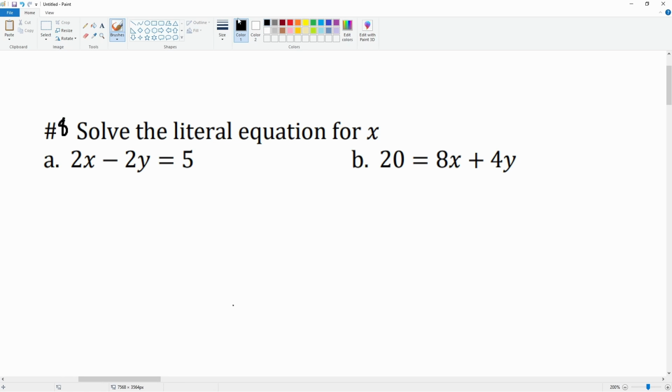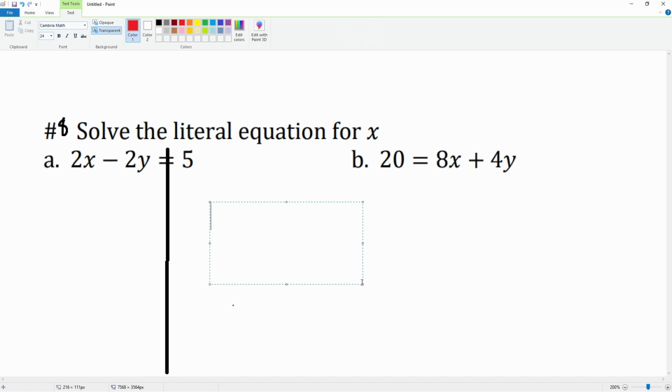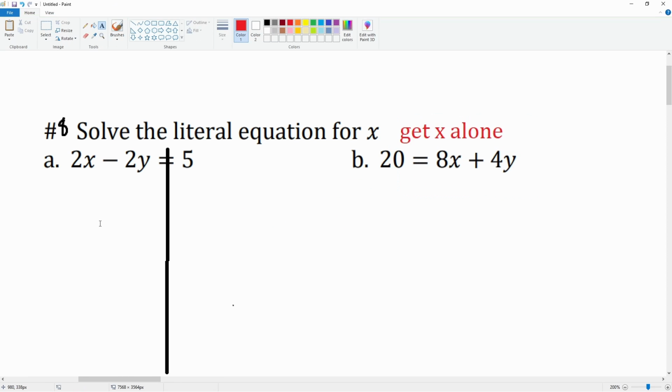So let's draw the line down that middle to separate the left from the right hand side. But this time we're solving for x. So we want to make a note for ourselves: if we're going to solve for x, what are we trying to do? We're trying to get x alone. All right, let's see if we can now get x alone.